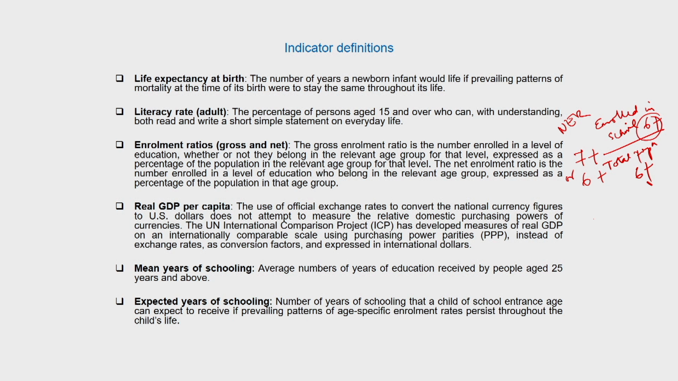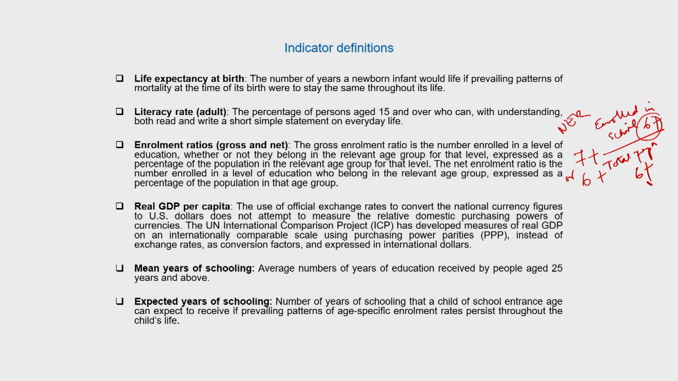The indicator real GDP per capita shows the use of official exchange rates to convert national currency figures to US dollars, and it does not attempt to measure the relative domestic purchasing powers of currencies. This estimate of real GDP per capita is based upon the UN International Comparison Project, which has developed measures of real GDP on an internationally comparable scale using purchasing power parities.